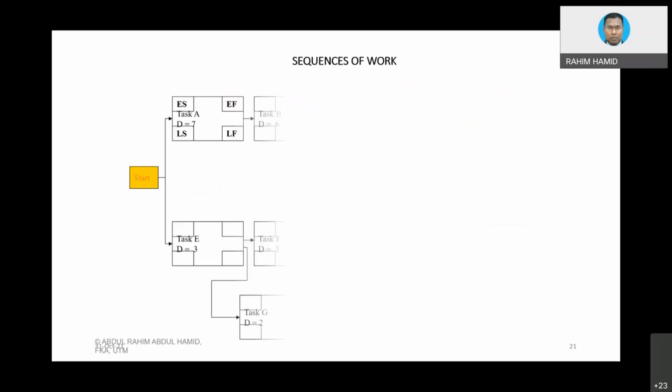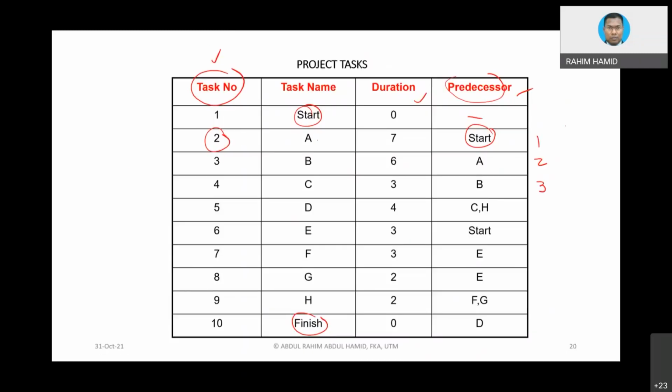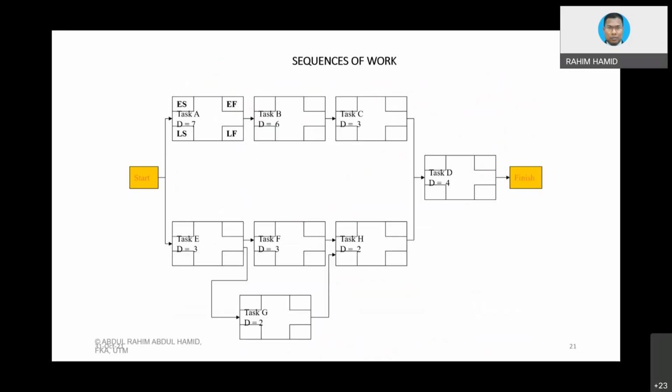And you notice that this predecessor column doesn't indicate any finish to start or start to start. If it doesn't indicate, it means that automatically, for all of these predecessors, we assume finish to start, unless noted otherwise. Then only do you have to follow start to start, finish to finish, or whatever. Okay, now let's take a look at this example.